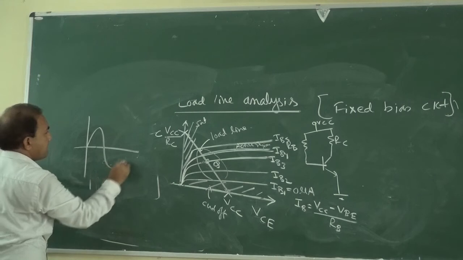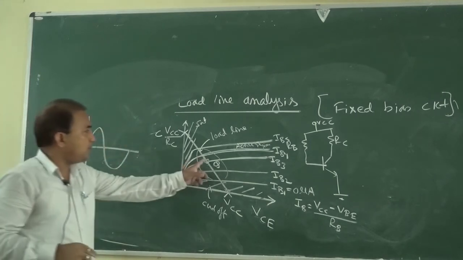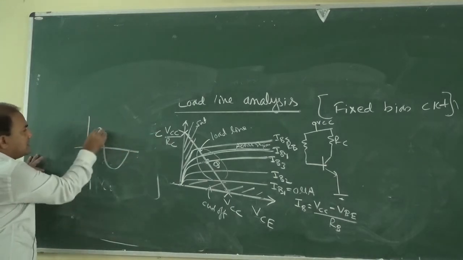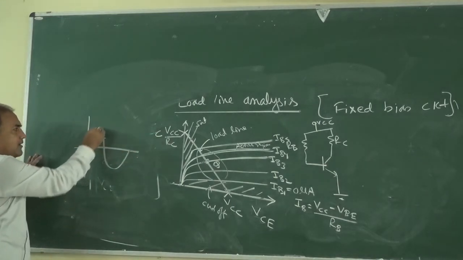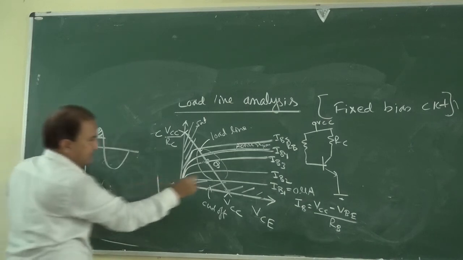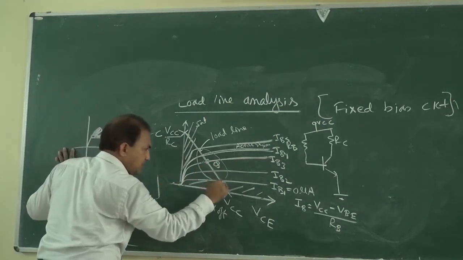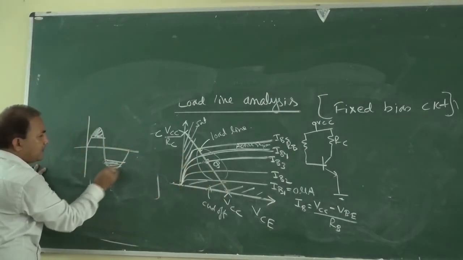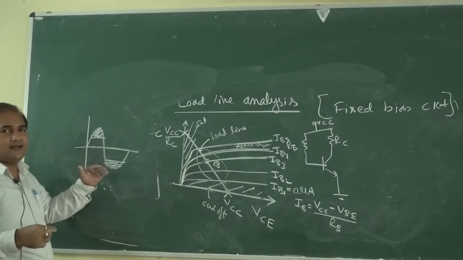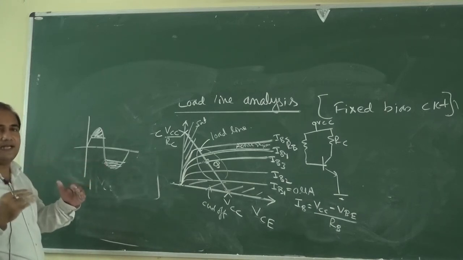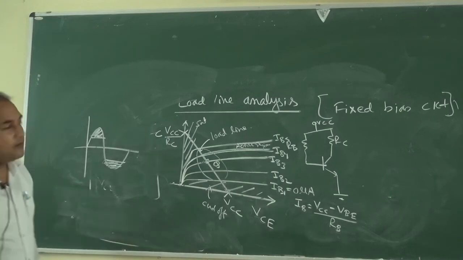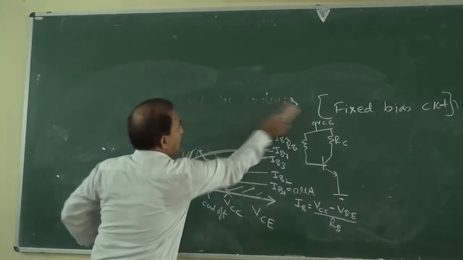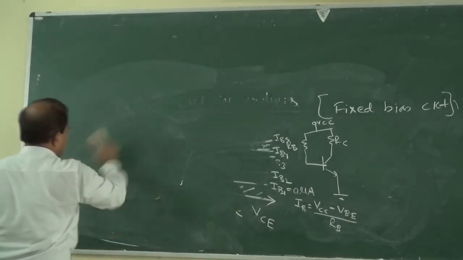is like this. Now if the Q point goes to the saturation region, then some of the positive half will not be amplified. If the Q point goes into the cutoff region, then some of the negative half may not be amplified. So the amplification will not be faithful. So this is all about load line analysis of the fixed bias circuit.